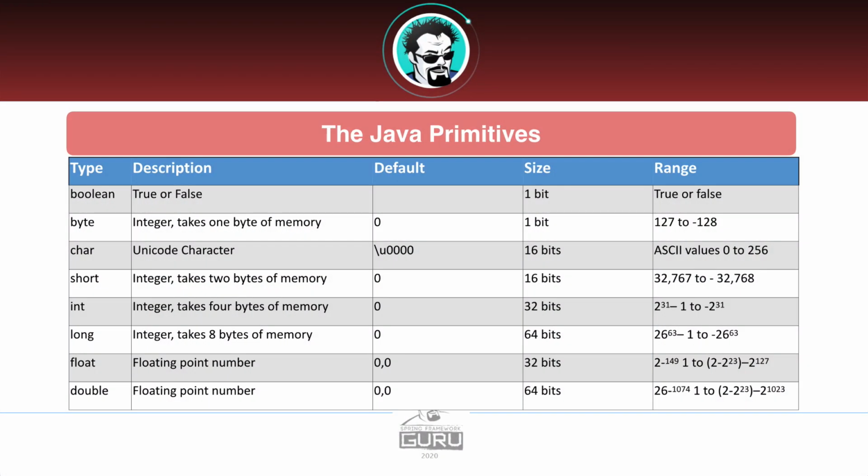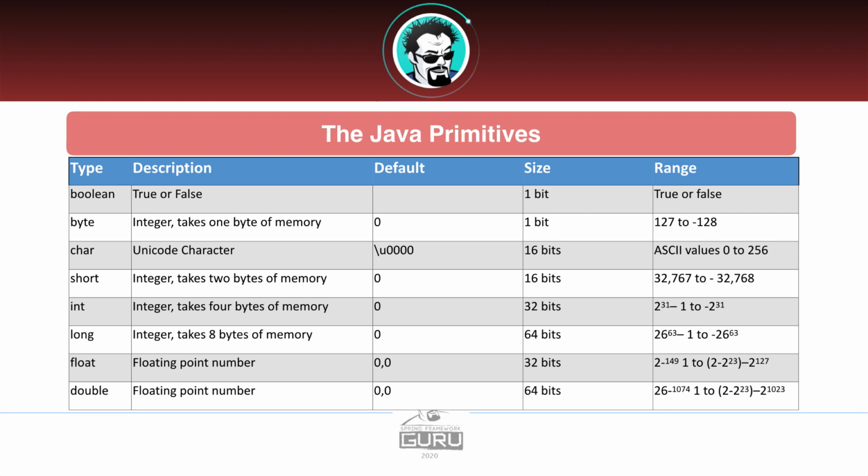Now, here's a list of the Java primitives. There's 8 different primitive types. You can see that we have the value for a Boolean that is simply true or false, and that takes up 1 bit in memory. A byte, that is an integer, and that also takes up 1 bit in memory. And you can see that a byte can have a value of 127 to negative 128.